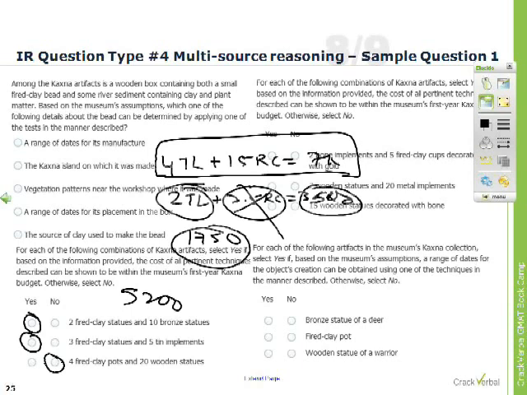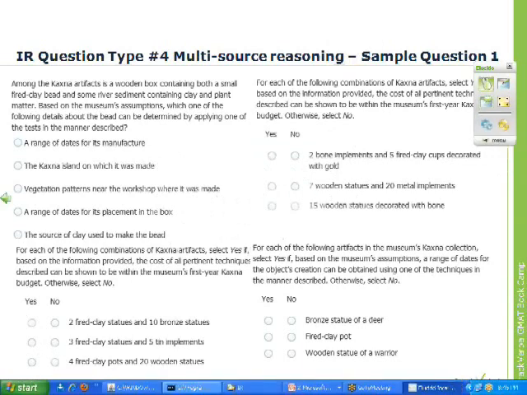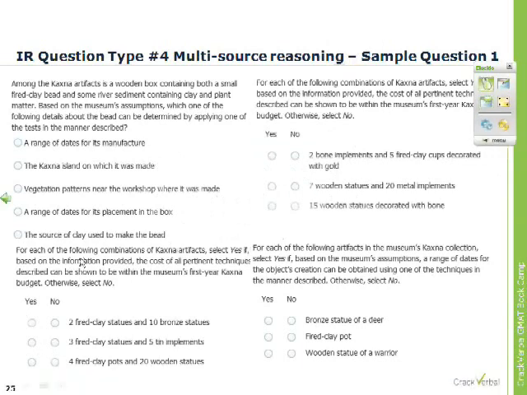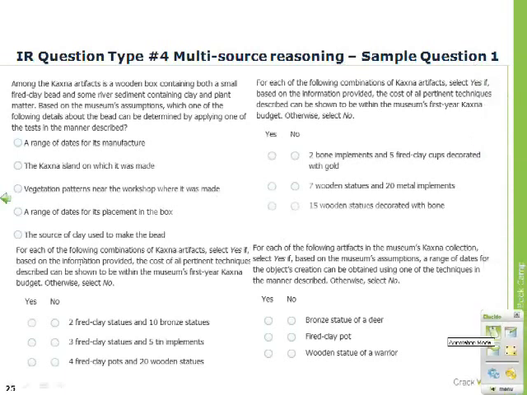Two more. It's not actually 2 more, it's actually 6 more. For each of the following combinations of Kakshna artifacts, select yes if, based on the information provided, the cost of all pertinent techniques described can be shown to be within the museum's first year Kakshna budget. Same type. 2 bone implements and 5 cups decorated with gold. Again, you have to do these permutations and combinations. Should we just breeze through the answers?